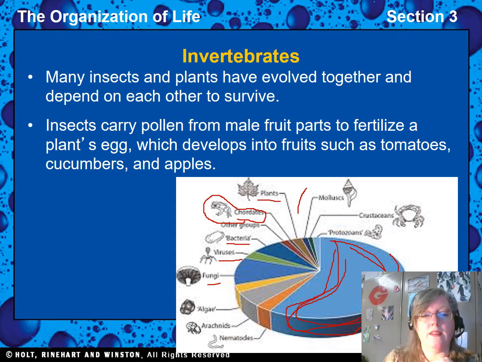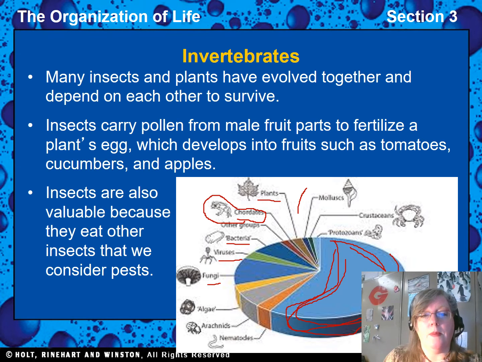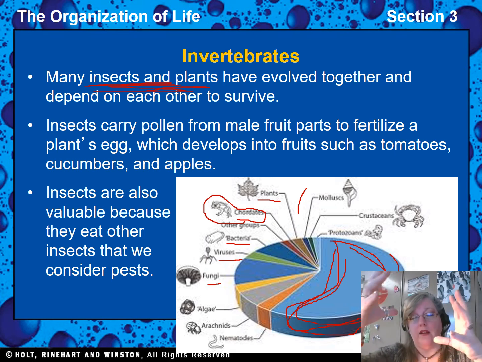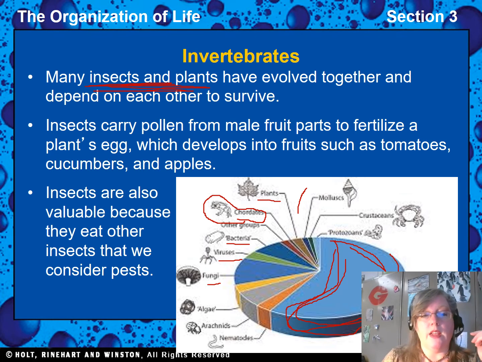Many insects have evolved together and depend on each other. So insects and plants. Remember we talked about how important it was for plants to have their pollinators. And we talked in the last section about coevolution. Do you remember learning about coevolution, where the plants and their pollinators evolve together? So the insects are going to carry pollen from the male parts to fertilize a plant's egg, which develops into the fruit, like tomatoes and cucumbers and apples.